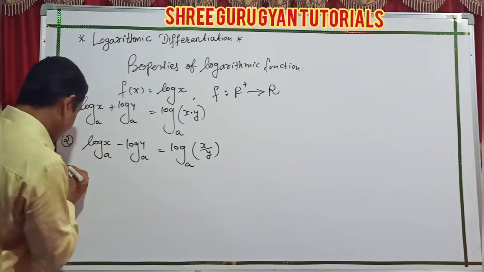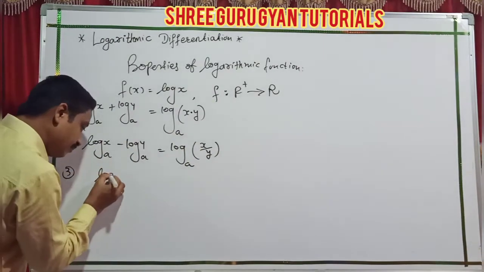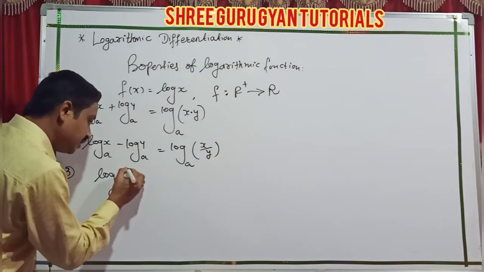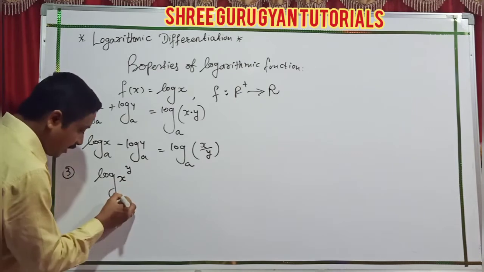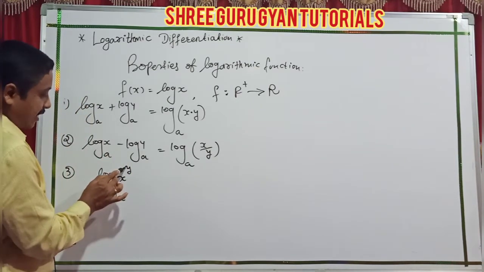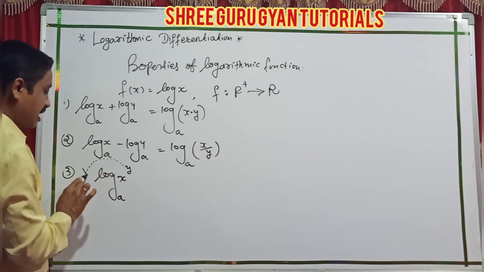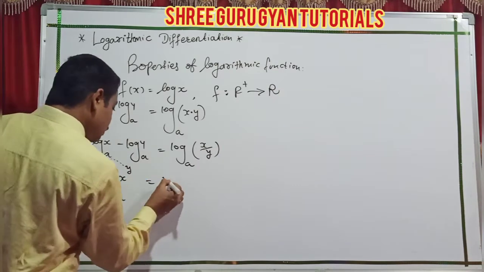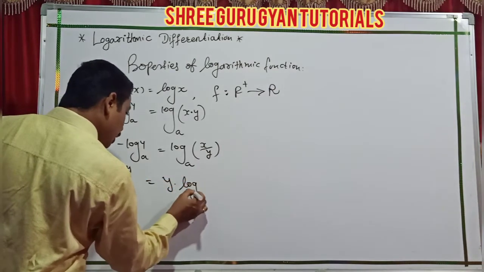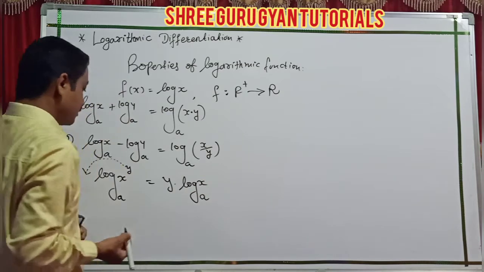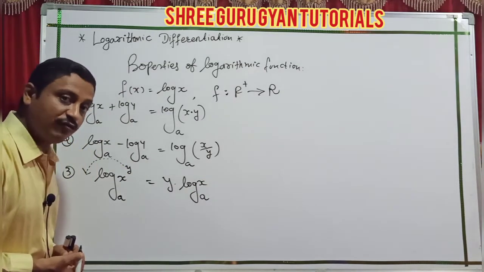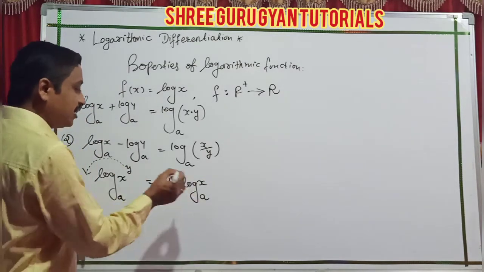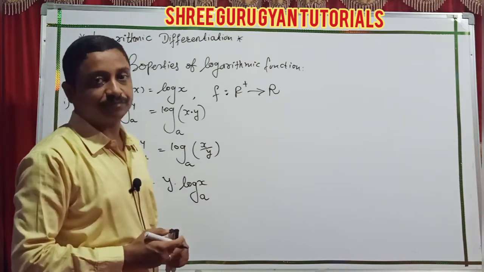Third property, students, is an important property: log x to the power y, base A. So this y you carry forward outside. It means y into log x base A. Yes, y is carried forward outside, and that way you define their values.